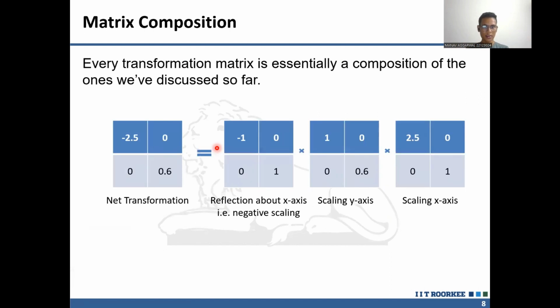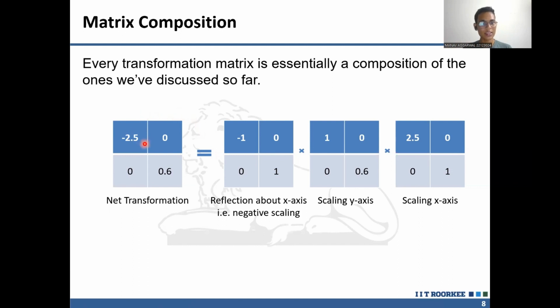So let's take upon the matrix composition topic. Every transformation matrix is essentially a composition of the ones we've discussed so far. That is, as I mentioned, those three matrix transformations form the basis to any possible transformation in the vector space. Thus, any matrix can essentially be represented as a composition of three particular types of matrices.